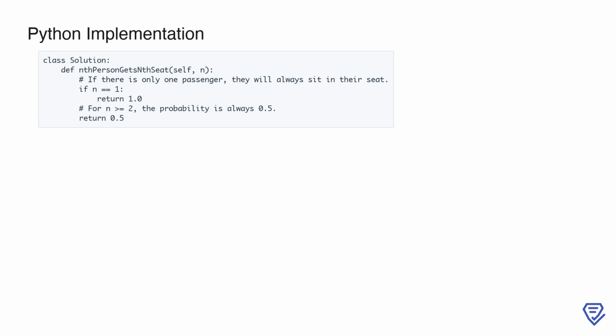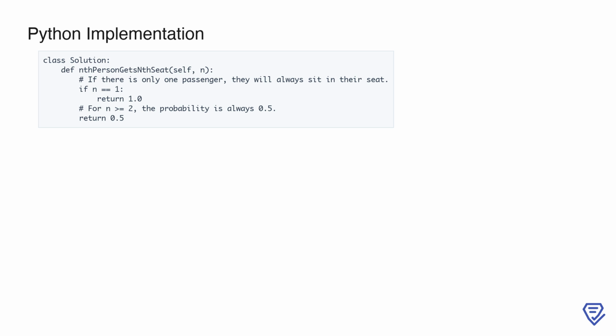The solution to LeetCode problem number 1227, airplane seat assignment probability, can be derived using a mathematical observation rather than direct simulation. Let's go through the code step by step. First, we define the function nthPersonGetsNthSeat within the Solution class. This function takes one parameter, n, representing the number of passengers and seats. The first if condition handles the base case where n is 1. If there is only one passenger, that passenger will always sit in their assigned seat because no one else is competing for it. Therefore, the probability in this case is 1.0.